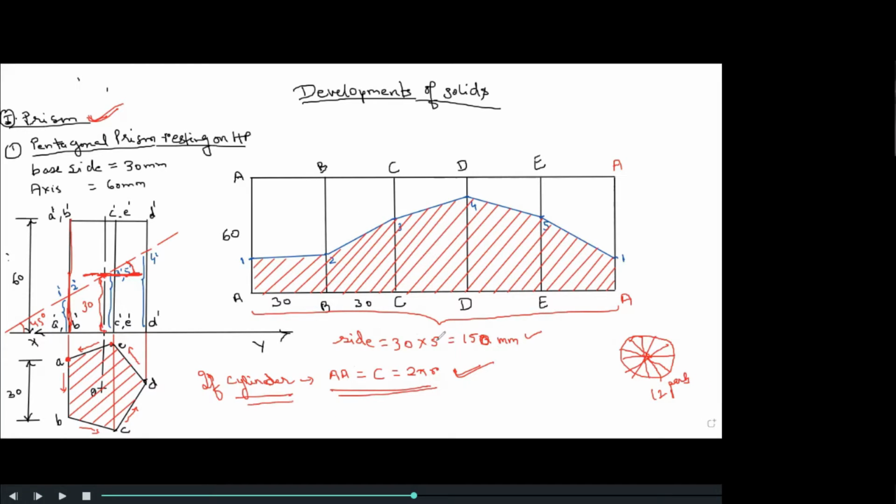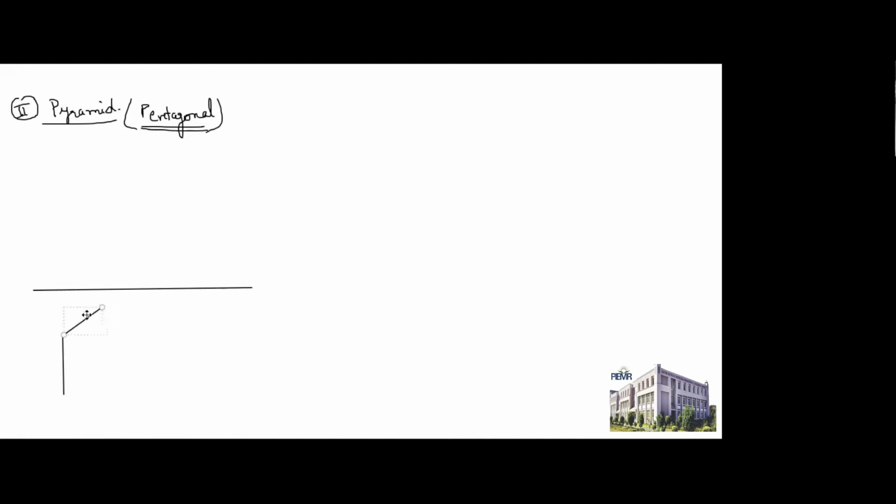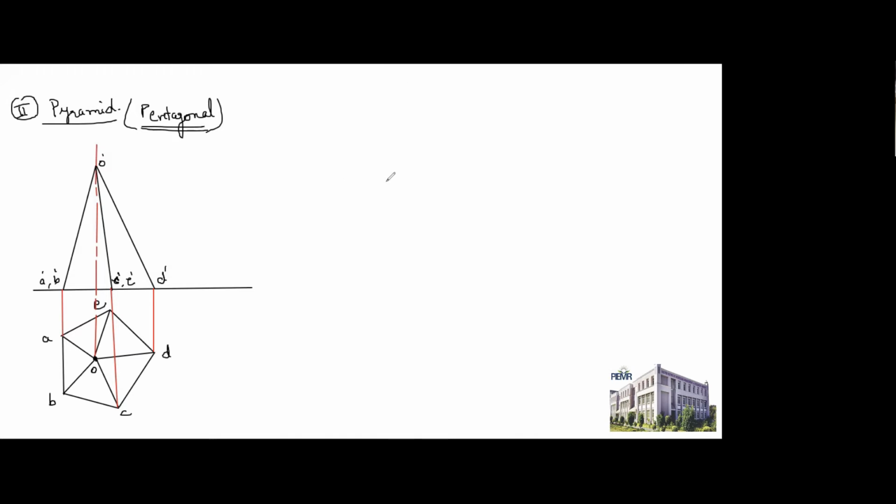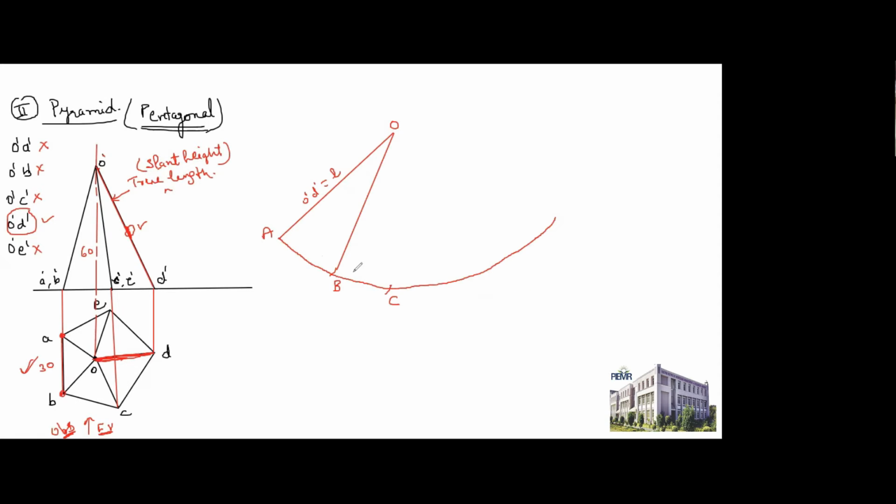Some more examples I have demonstrated, like a pentagonal pyramid whose base side and axis are given, and it is also cut by an inclined plane with some angle with HP on its axis. Its development is also drawn by me at the right hand side as shown in the figure.